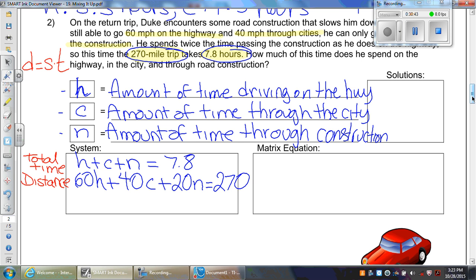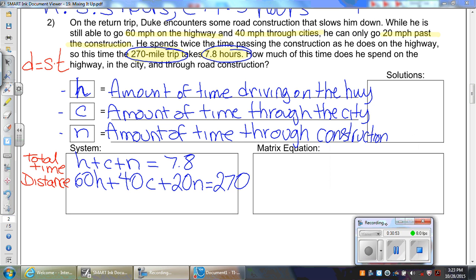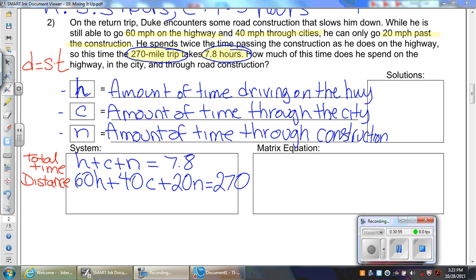Now, we do need a third equation. We cannot solve a system of 3 variables with 2 equations only. So, where could that third equation come from? Anyone? Luis, I want you to read the second sentence of that problem. Starting on "he spent twice the time passing the construction as he did on the highway." Okay, so twice the time passing through the construction as he did on the highway.